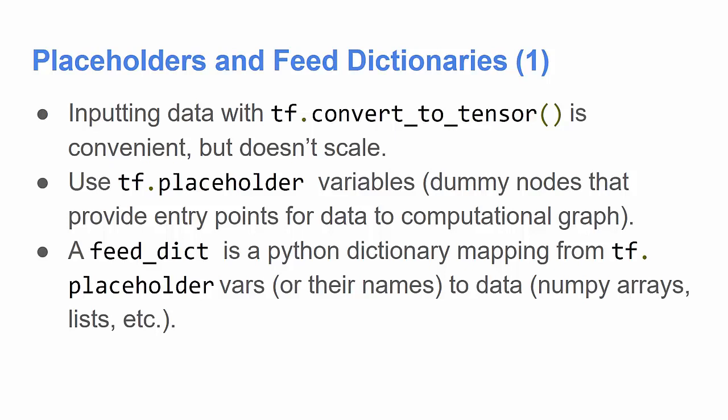Placeholders and feed dictionaries. Input data with tf.convert_to_tensor is convenient but doesn't scale. Use tf.placeholder variables, dummy nodes that provide entry points for data to computational graphs. A feed is a Python dictionary mapping from tf.placeholder variables or their names to data: numpy arrays, lists, etc.